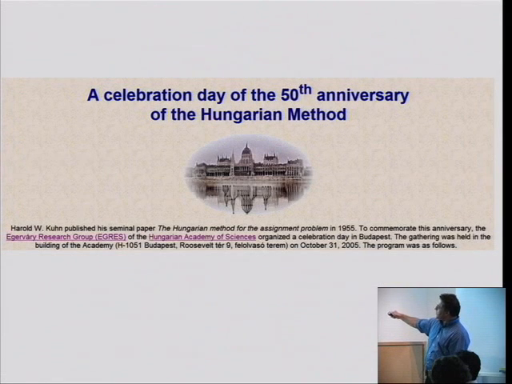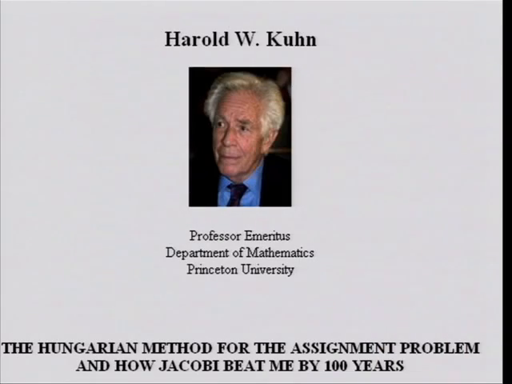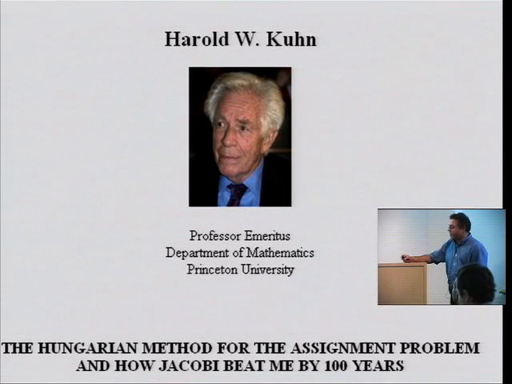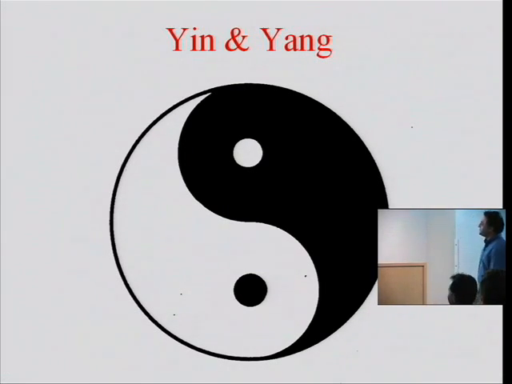And then in 2006, 1 year after this big celebration, a French mathematician found out that actually Jacobi knew about this method in 1855. Okay? And then Harold Kuhn went around giving this talk. And this last summer, I was in China, and they told me that it was known to the ancient Chinese under this name. Okay. So these are the primal and the dual viewpoints of life.